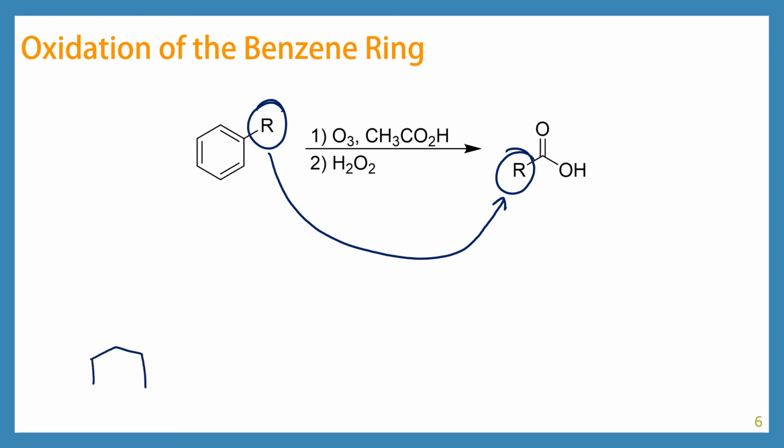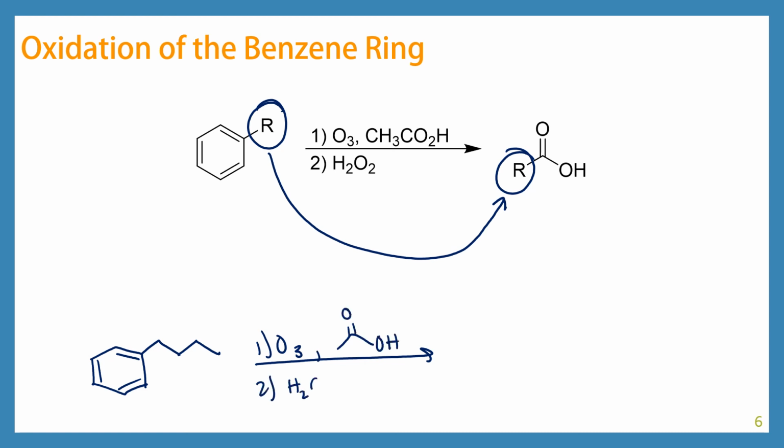So if we were to react butylbenzene with the same reaction conditions, ozone, acetic acid, followed by hydrogen peroxide, we would end up with butanoic acid.